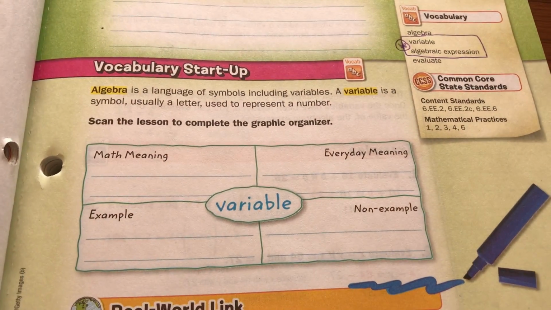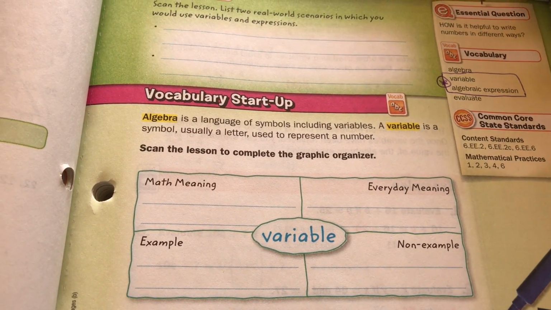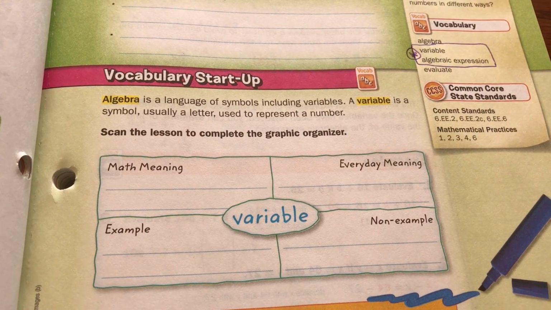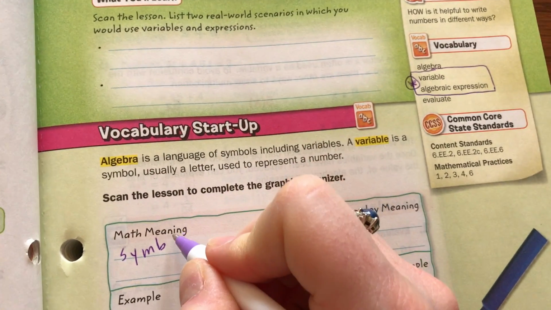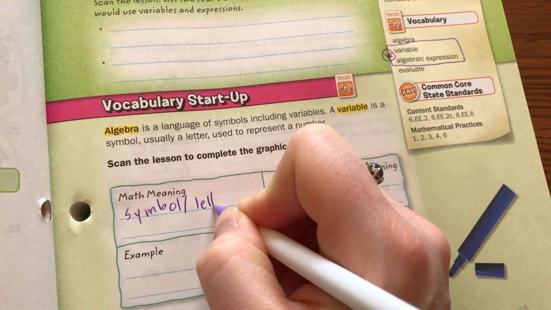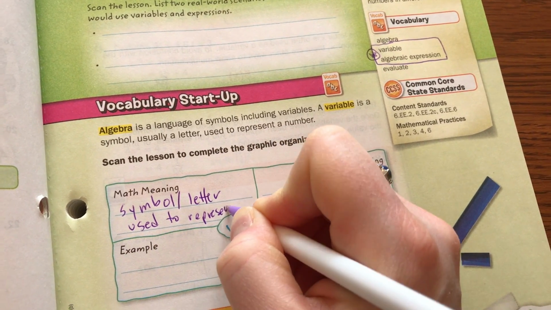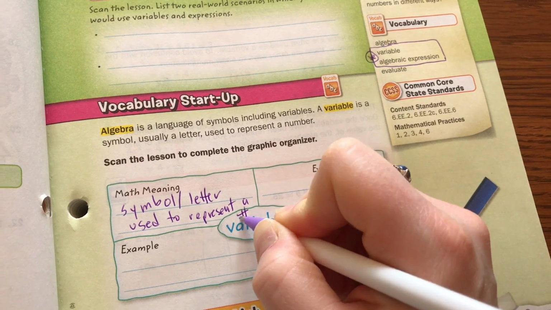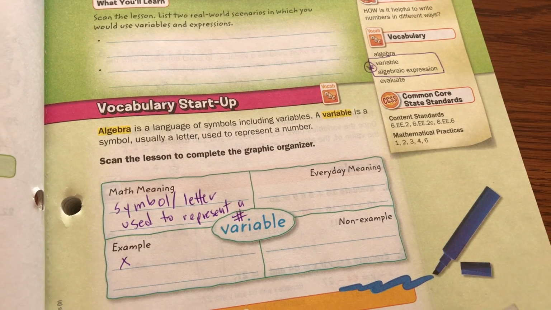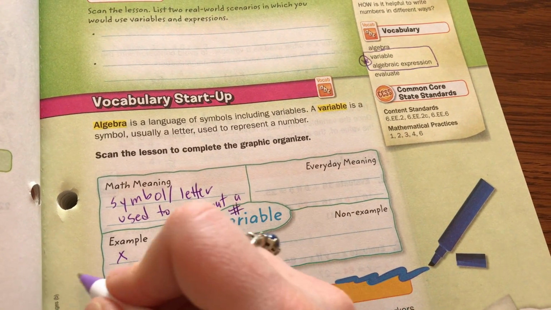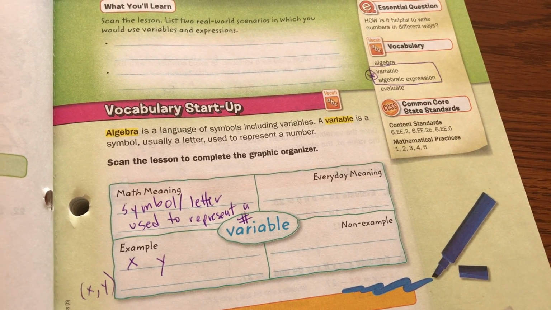So we talked about how a variable is basically just a symbol. So it's a symbol, like a letter, that we use to represent a number. X is a common one, right? X and Y, we've even had when we did ordered pairs. Okay, but you can use any letter.